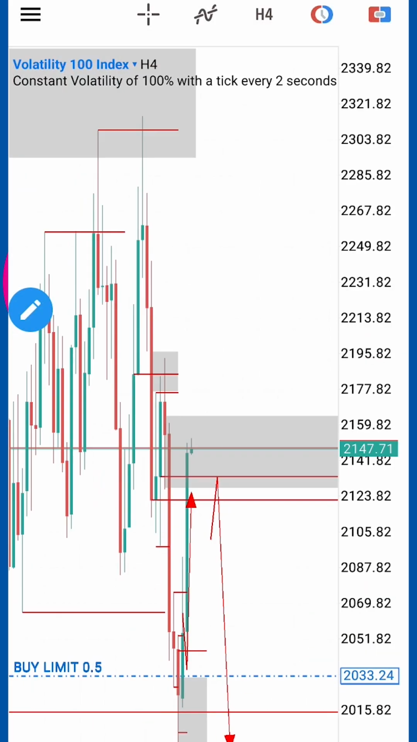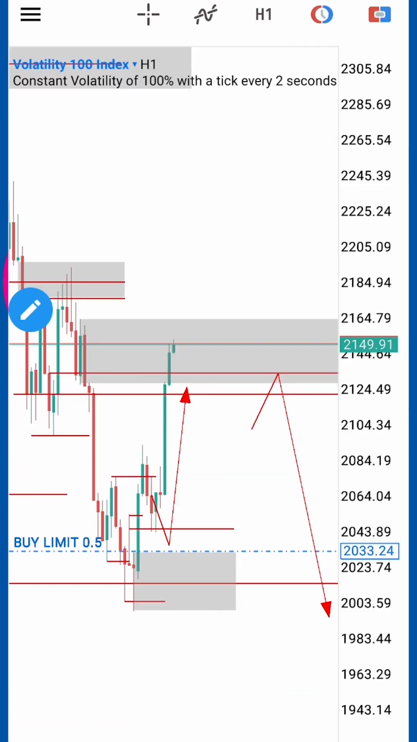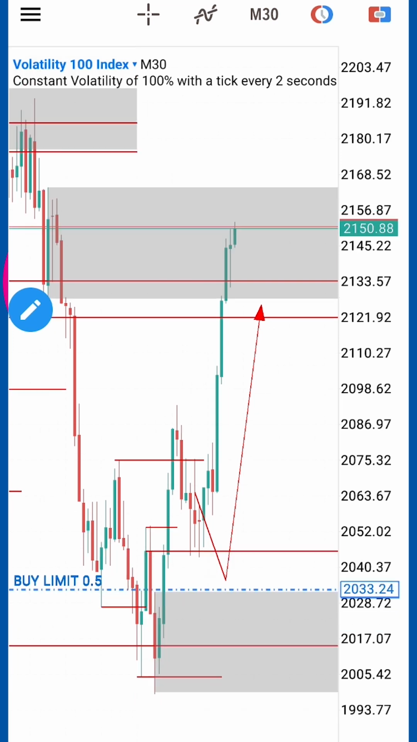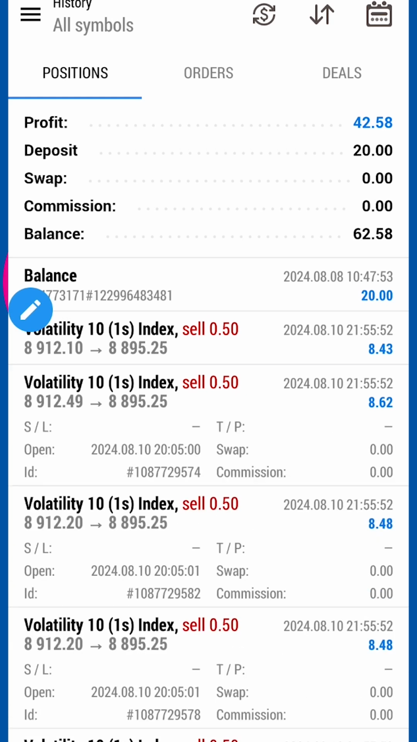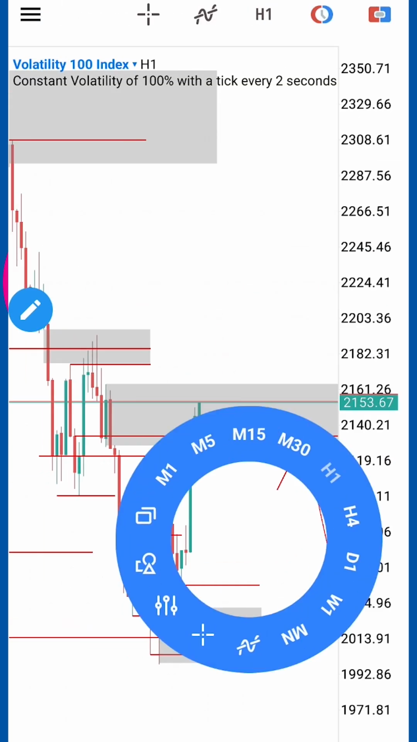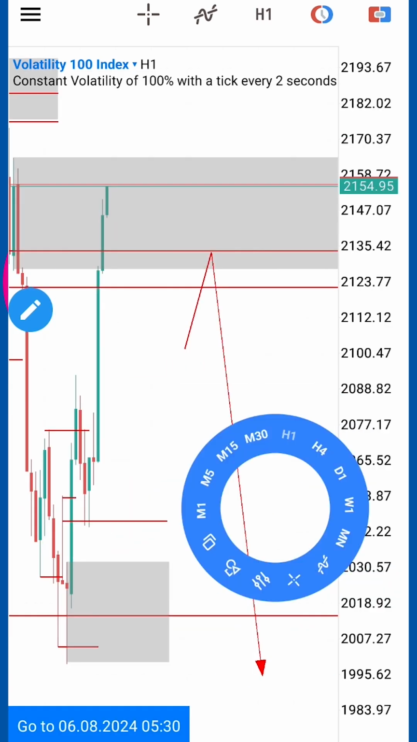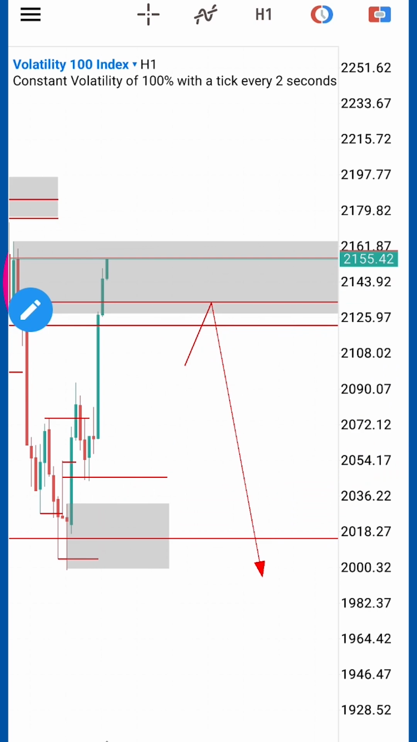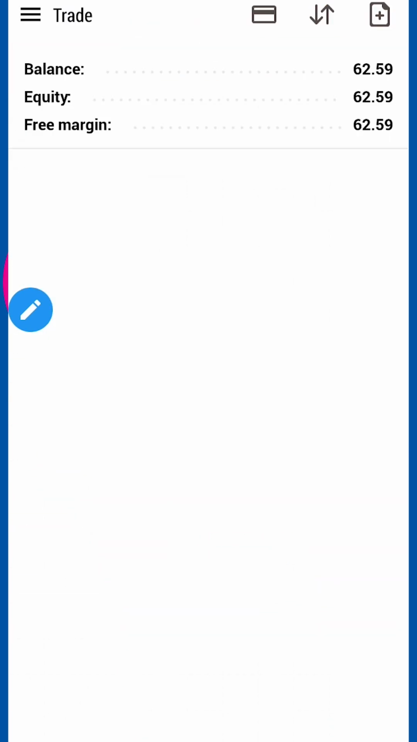Okay, after some hours, I think an hour or two had passed, we missed it. I should have entered at the breaker block, because the price went our way. It bought right at the breaker block, and I was looking at it. I was like, maybe it's going to wipe and then dip down to the 30-minute OB, then we buy from there. So yeah, we missed our buy, but we have to capture the sell.